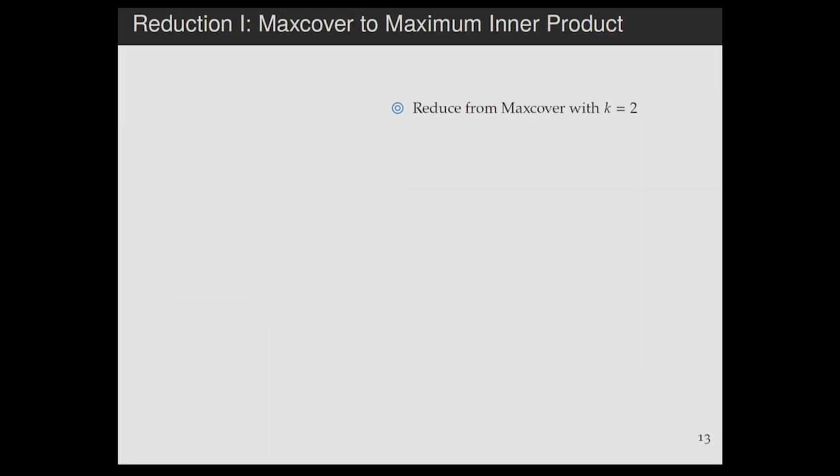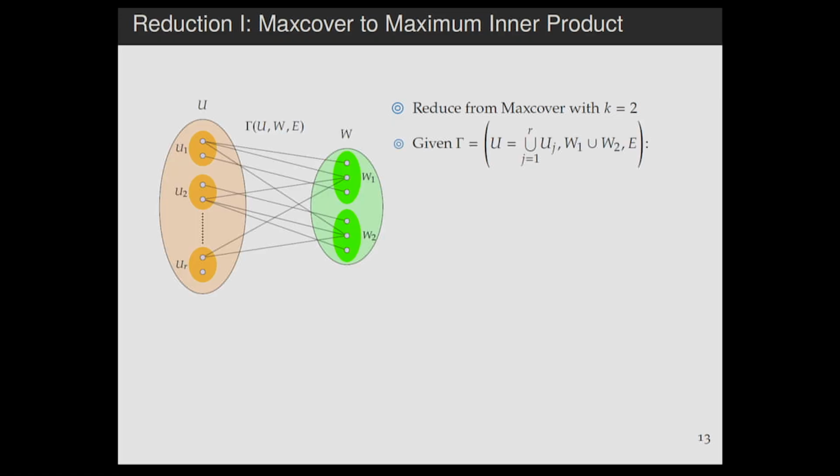Okay, so let's start with maximum inner product. For maximum inner product, we will actually reduce from max cover, where k, the number of supernodes on the right, is just 2. Okay, so here there are only 2 supernodes on the right. And in this case, basically, if your graph on the left is small, right, then you can solve it in roughly n squared time, because you just have to enumerate the two nodes in your labeling on the right. Okay, and this is why we can use it to prove quadratic time problems.